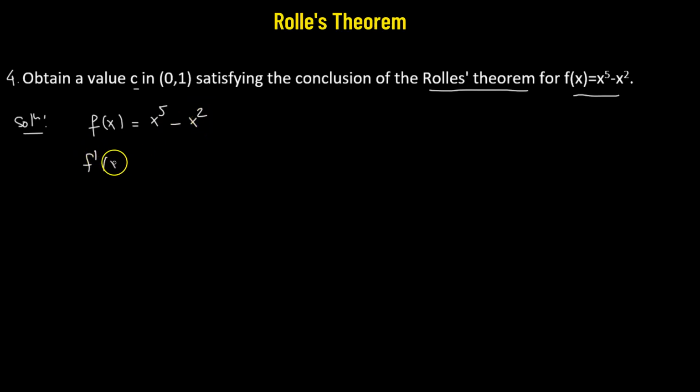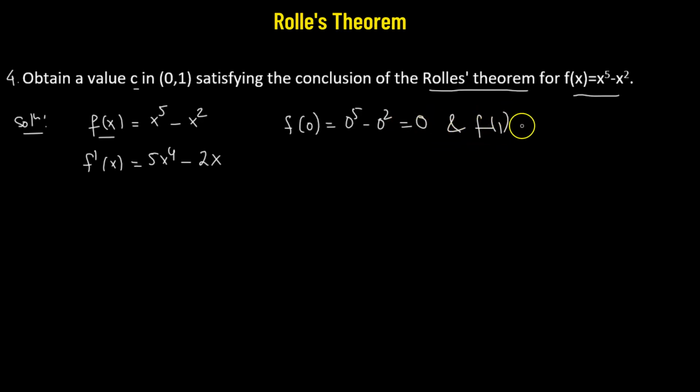Let's take its derivative with respect to x. This will be 5x raised to the power of 4 minus 2x. Before applying Rolle's theorem, we also have to check whether the value of f of x is the same at the endpoints or not. We have f of 0, which is 0 raised to the power of 5 minus 0 squared, so this is 0. And f of 1 equals 1 raised to the power of 5 minus 1 squared. This is also 0. So clearly f of 0 equals f of 1. That means we can apply Rolle's theorem.